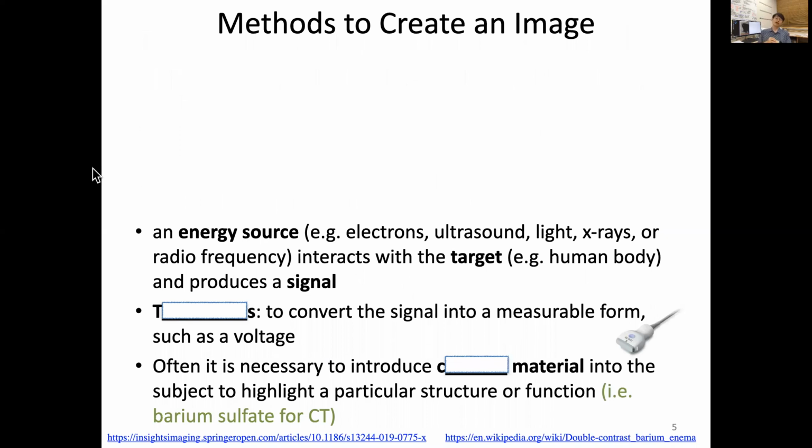So I'm going to start to discuss methods to create an image. To create an image, we first need an energy source, okay? Such as electrons, ultrasound for ultrasonic imaging, light for optical imaging, X-rays for X-ray CT, or radio frequency for magnetic resonance imaging. And that energy source will interact with the target, for example, human body parts or organs or cells, and that produces a signal.